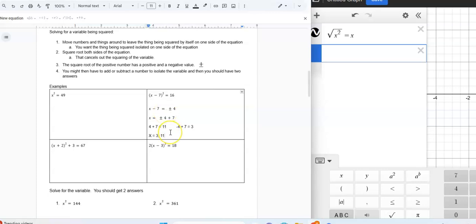So you're going to get two answers out of this, because positive and negative makes it two things.